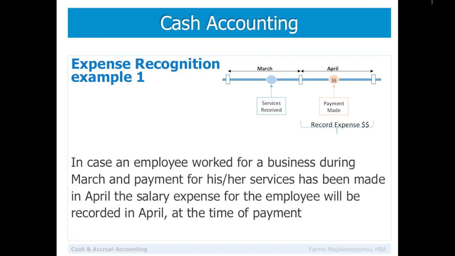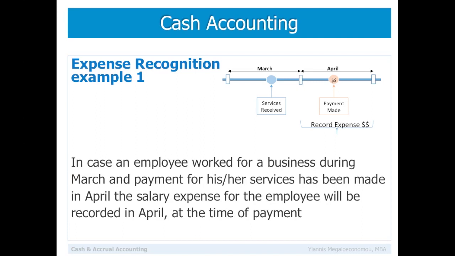We continue with the cash accounting method, and now we're going to see how this method recognizes expenses. I have again a diagram here so you can more easily understand the process. Here is a scenario. Let's say we have an employee who worked for a business during March, provided his or her services in March. However, the business paid the employee for these services in the following month, in April. So this is an example of a salary expense.